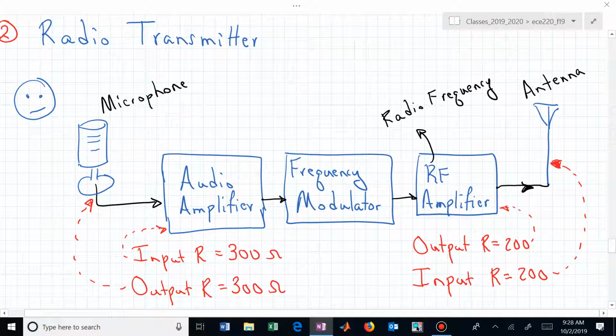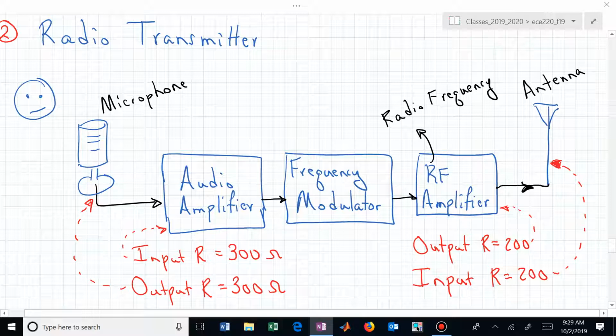You're talking into a microphone. That microphone might have an output impedance of 300 ohms. Well, to make that information, that data, that sound that you're creating with your voice into the microphone, to make that sensor as effective as possible, you would want the input impedance to be matched. Your amplifier input impedance needs to be the same as the microphone's output impedance.